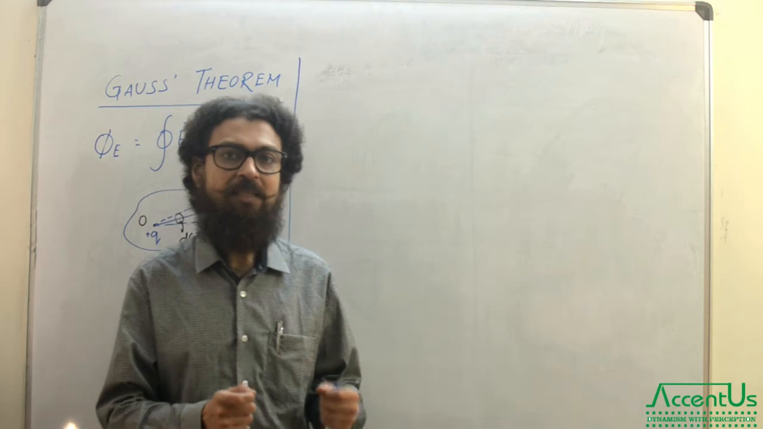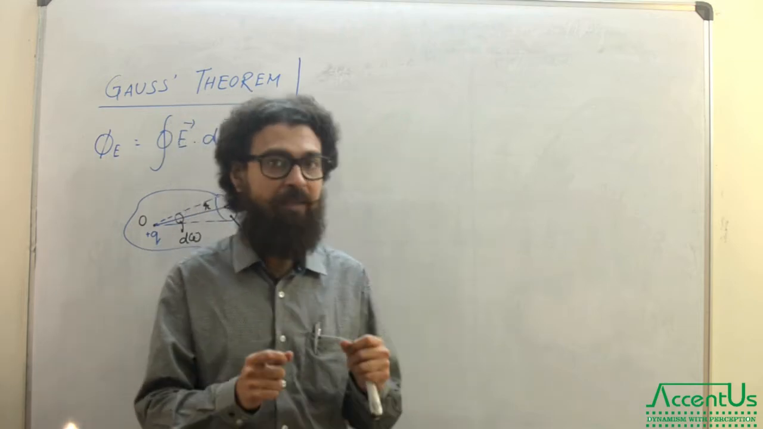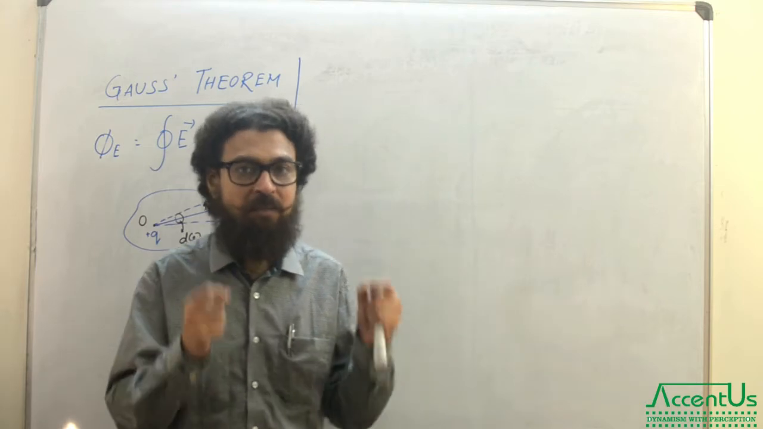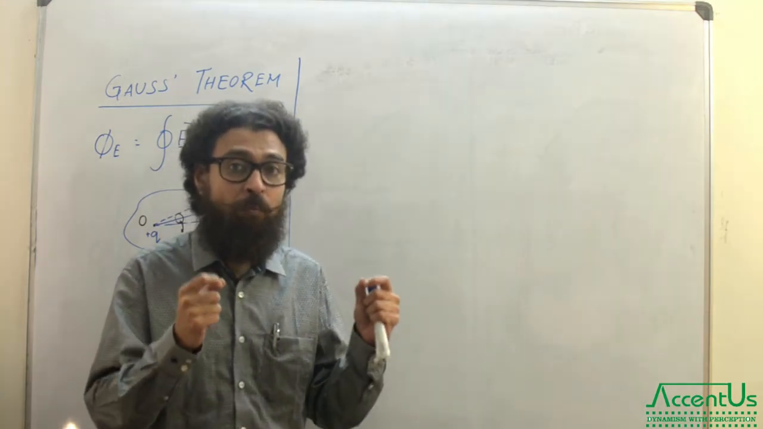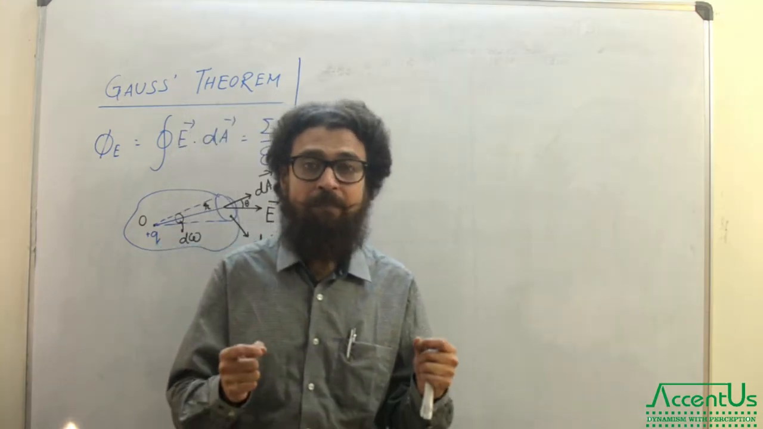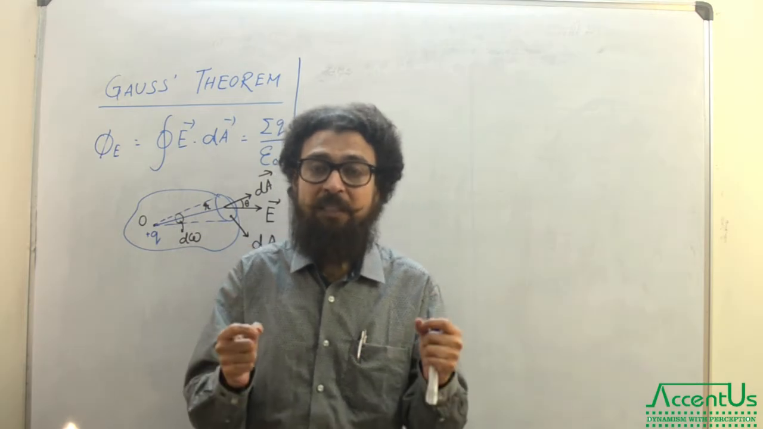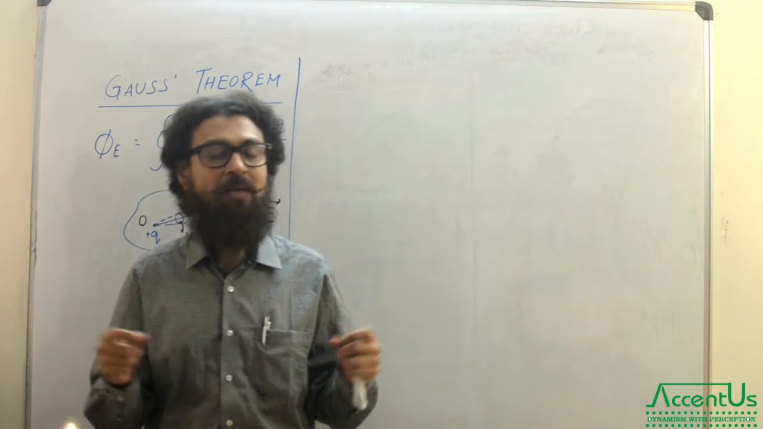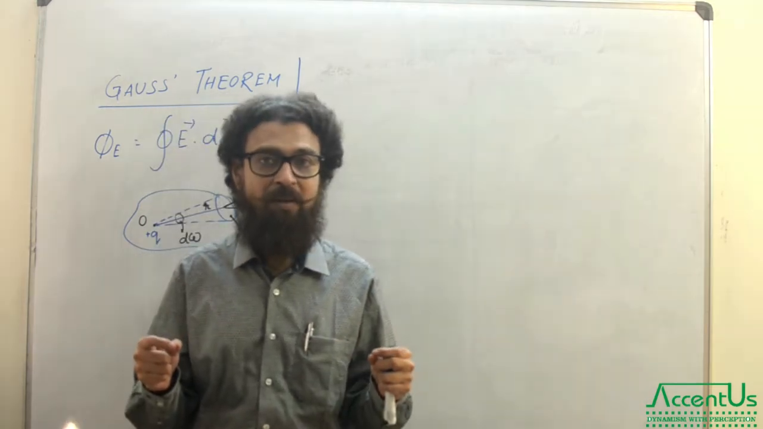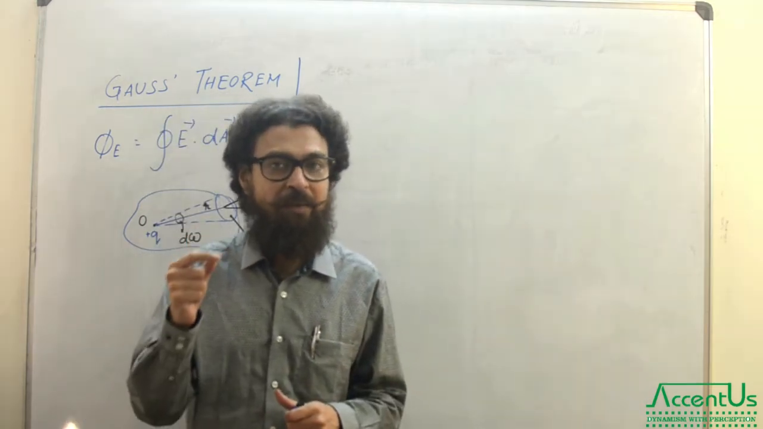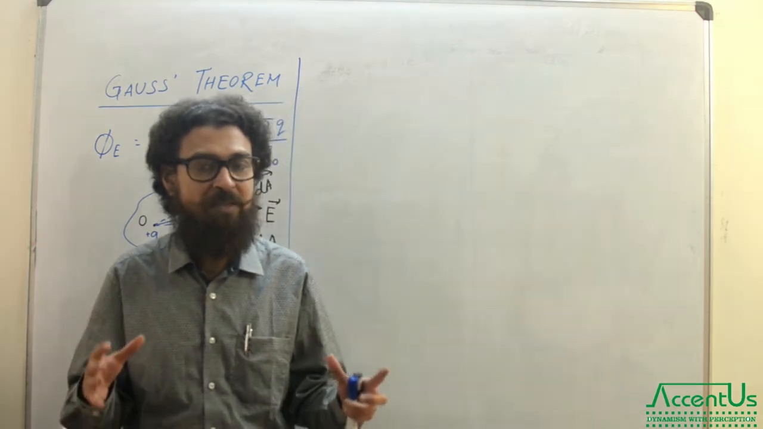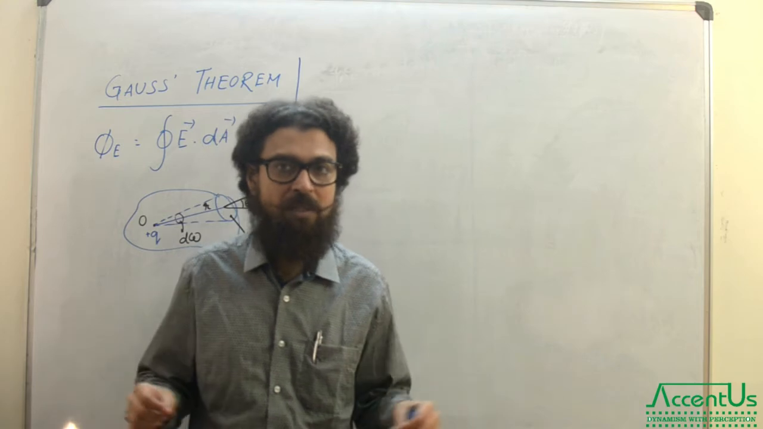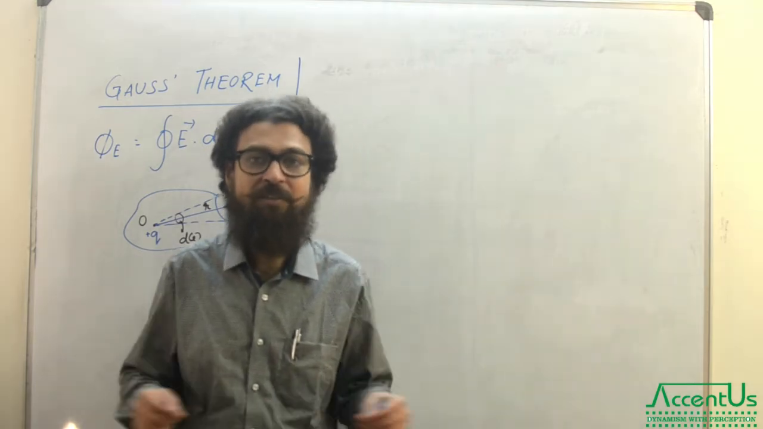Gaussian surface is an imaginary surface. You should write this. Gaussian surface is an imaginary surface which can enclose a particular amount of charges for a distribution of charge. So it is an imaginary surface. That means we have a certain amount of charges present on a surface or a space or whatever, and then we are enclosing those charges by an imaginary surface.